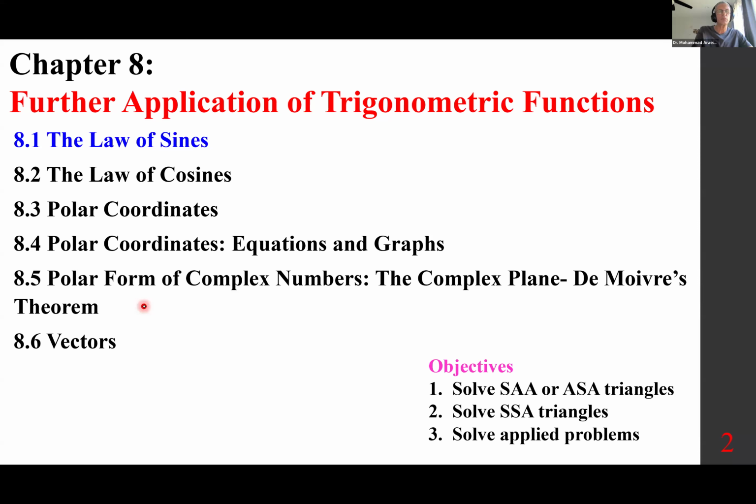forms of complex numbers, vectors. The objectives of this section: solve SAA or ASA triangles, solve SSA triangles, solve applied problems. SAA, ASA, SSA: side, angle, angle; angle, side, angle; side, side, angle. That's what they stand for.